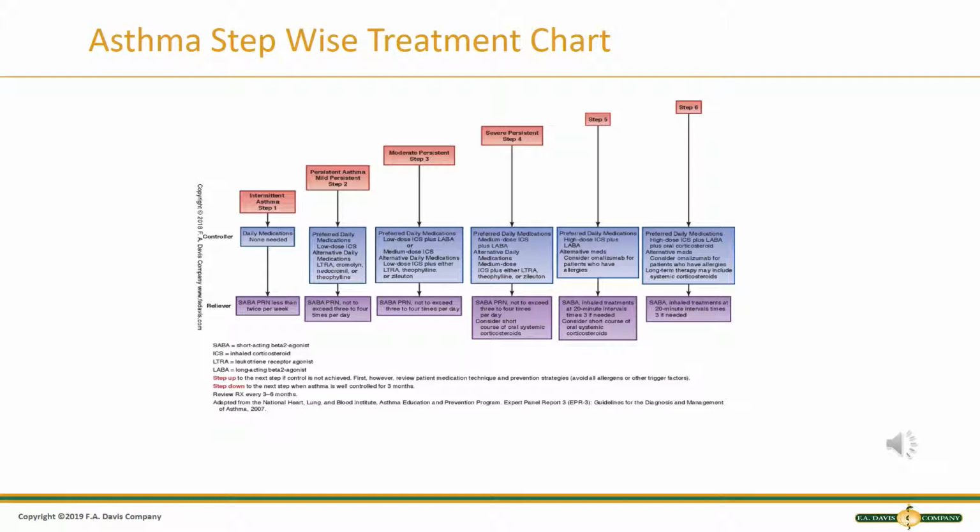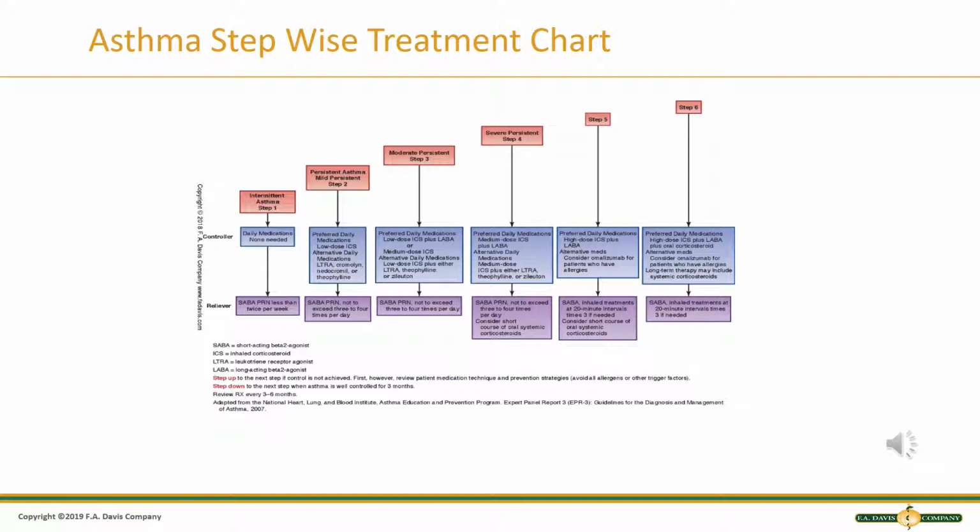Start the patient wherever they're at. If they're in persistent asthma classification, then start them at step 2. If they're severe, start them at step 4. If they just have an intermittent asthma, start them at step 1.